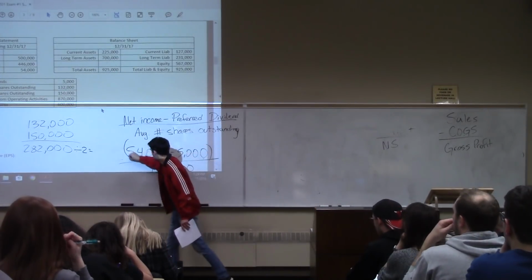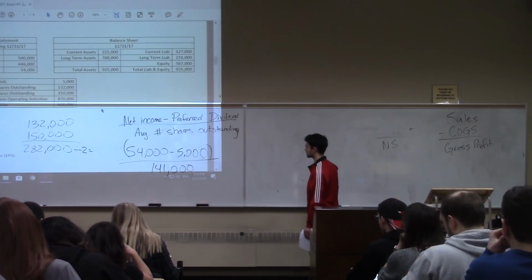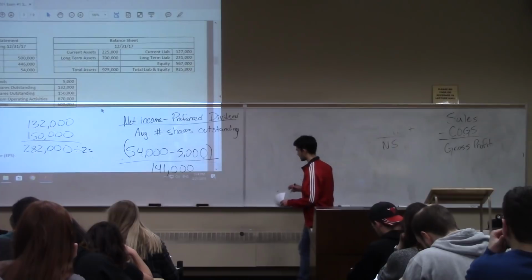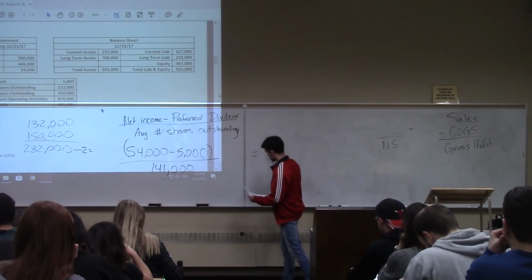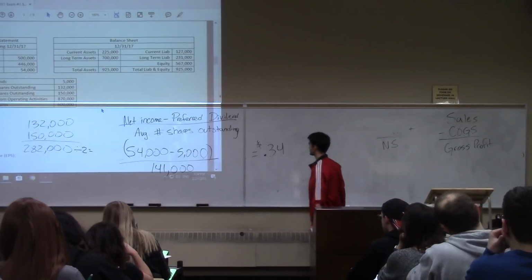So subtract the numerator first. 54 minus 5 is 49. Divided by 141 is 34 cents.